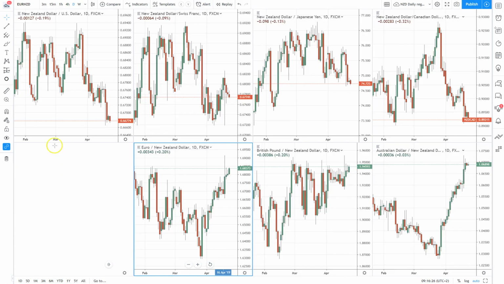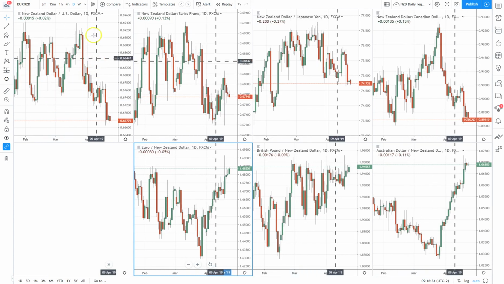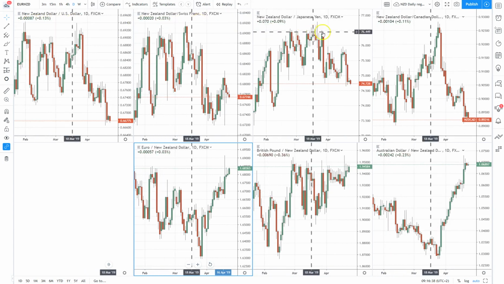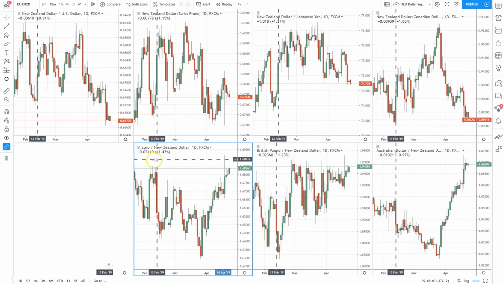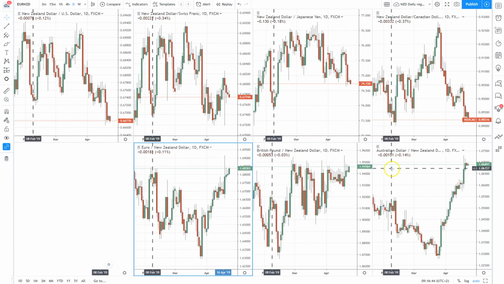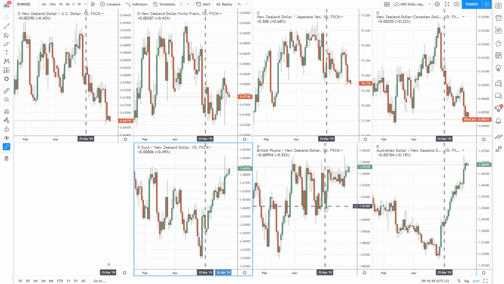Hey everyone, here's the first example of the money flow example sets. So I'll start off with the New Zealand dollar group. As you can see, I've already ordered the pairs: New Zealand USD, New Zealand Swiss franc, New Zealand yen, New Zealand CAD, and here are the inversed ones for New Zealand: Euro New Zealand, Pound New Zealand, and Aussie New Zealand. So I've separated them nicely so there's less chance of confusion.